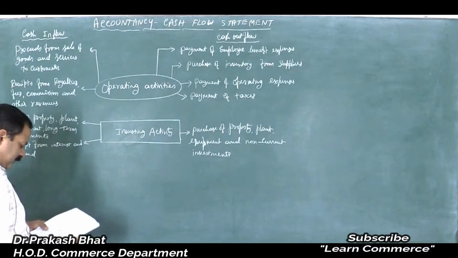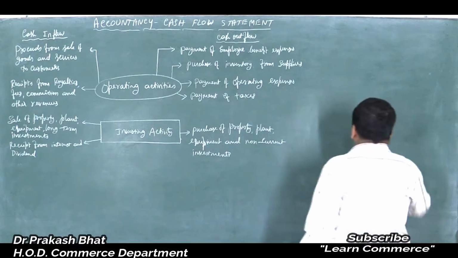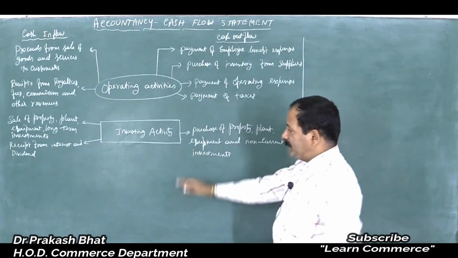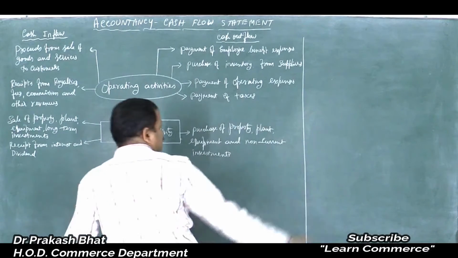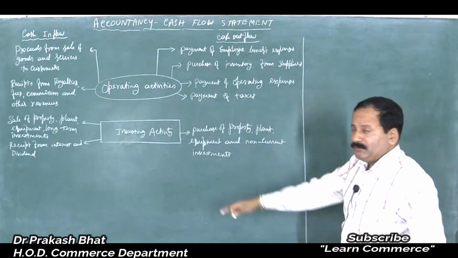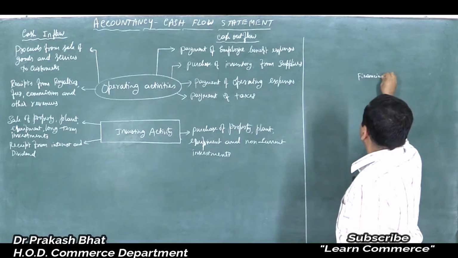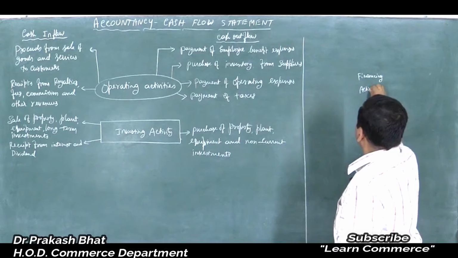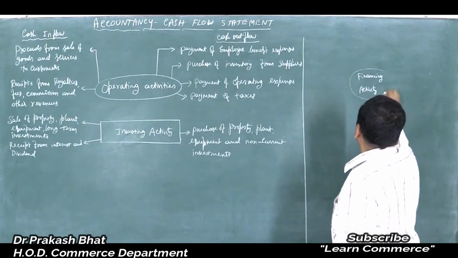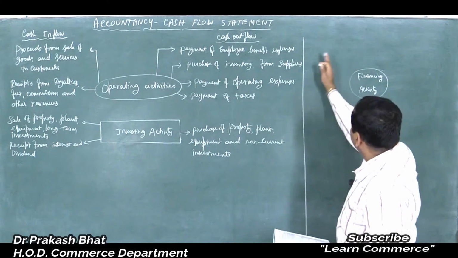Then the last one is financing activity. I'll write it here. Financing activity. Under that, the inflows I will write here.